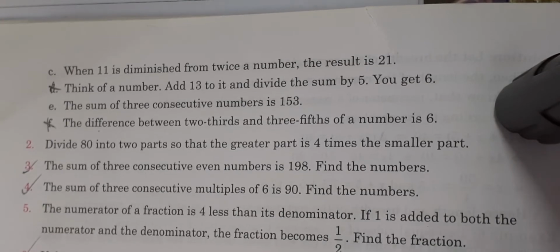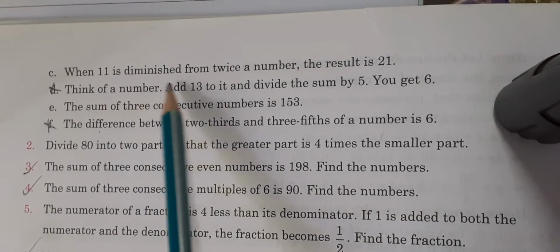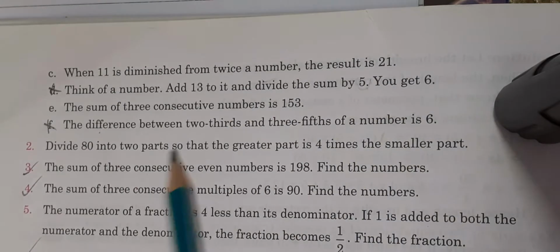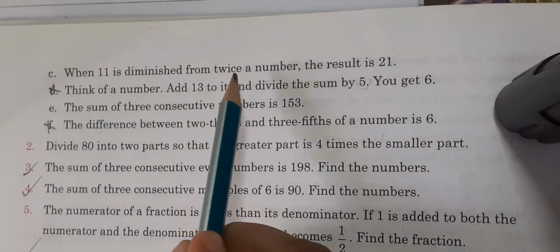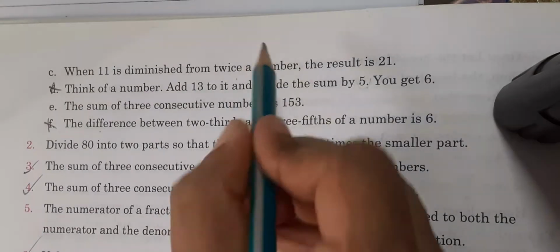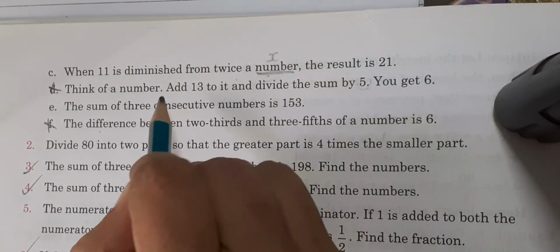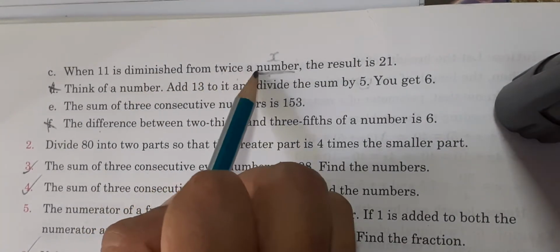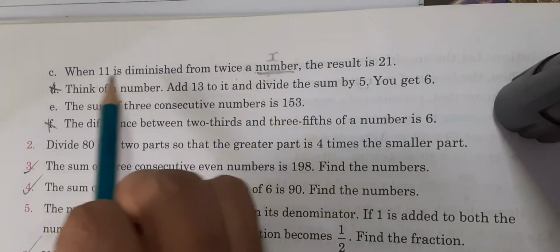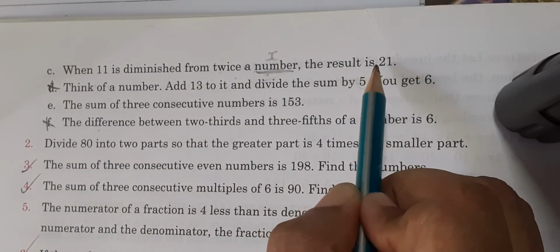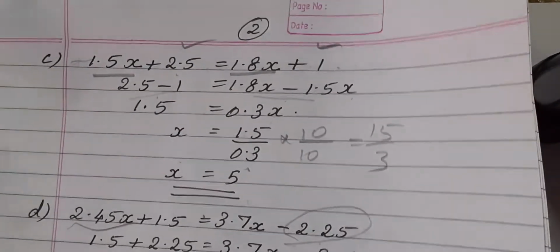Next we will move to question number C. When 11 is diminished from twice a number, the result is 21. So 11 is diminished from twice a number. So the entire quantity depends on this number, isn't it? That you have to choose as x. So twice a number means 2 into x. 11 diminished means 2x minus 11 is equal to 21. So equation you got. Okay.